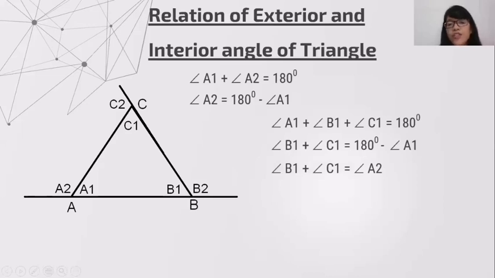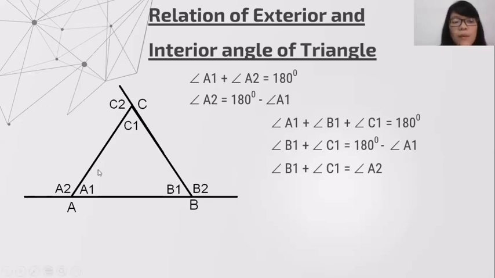So here's the relation of exterior and interior angle: if we add two interior angles that are next to each other, close to each other, so B1 and C1, that equals A2. So we can say that the sum of two interior angles equals the exterior angle which is not near to those interior angles.